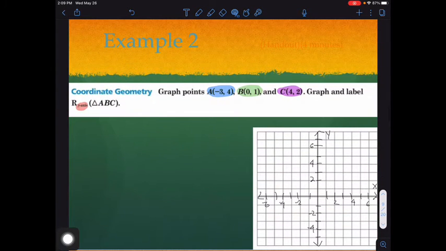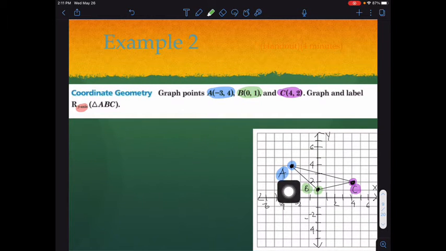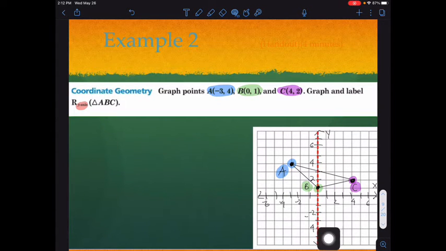Example 2 says graph points A(-3, 4), B(0, 1), and C(4, 2), and graph and label the reflection over the y-axis of triangle ABC. Point A is at (-3, 4), point B is at (0, 1), and point C is at (4, 2). We are going to reflect each of these points over this red dashed line that represents the y-axis.